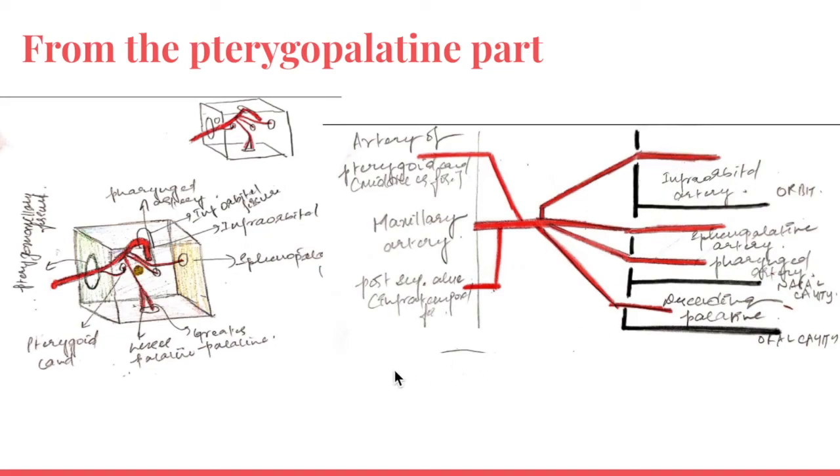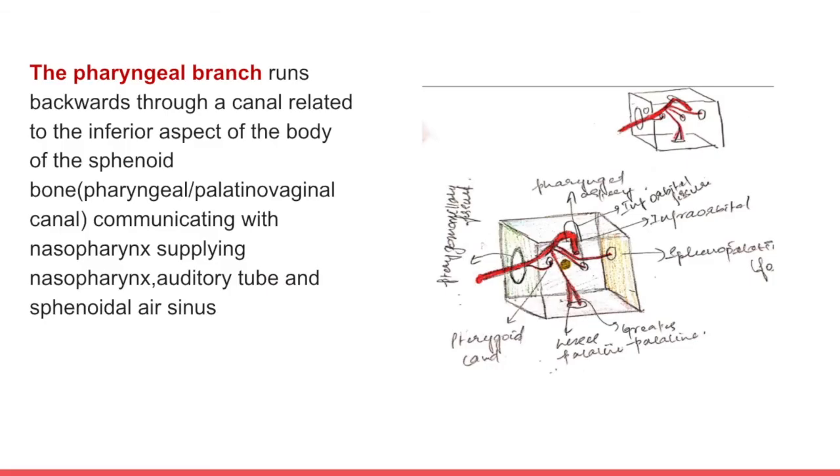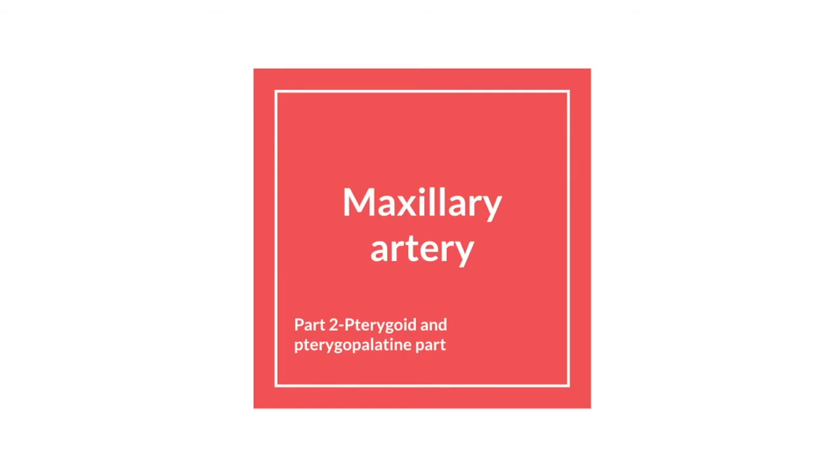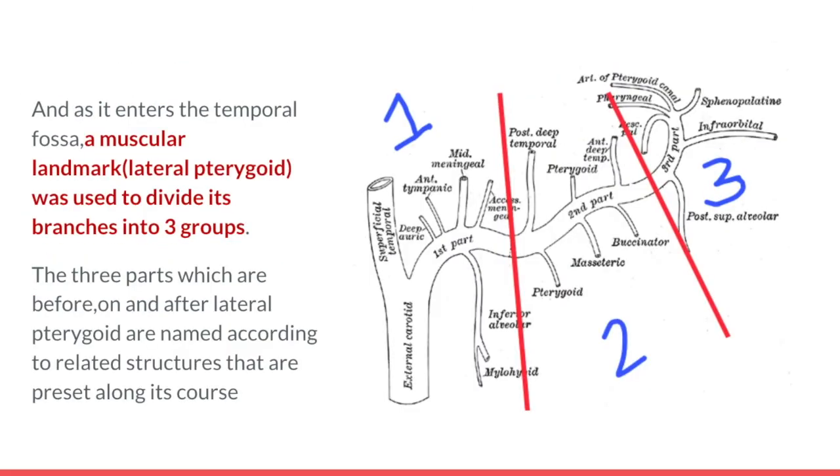So that's all we have in this lecture. Let's just quickly go over this diagram. Okay, so the first part, second part, third part. The first part was the mandibular, second was the pterygoid, and third was the pterygopalatine.